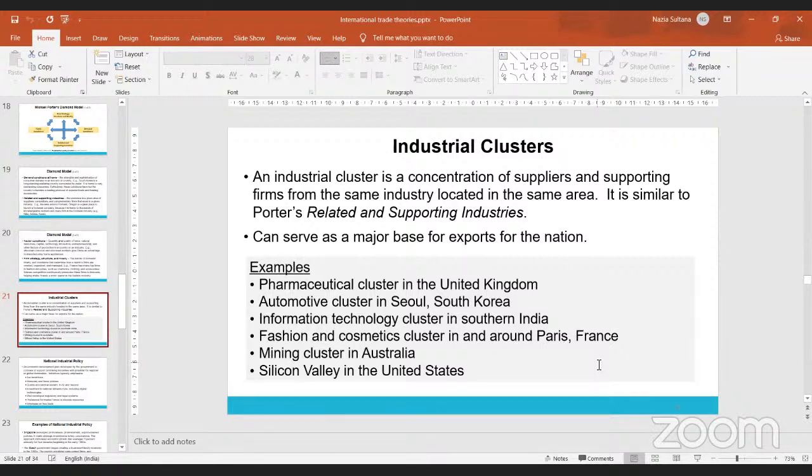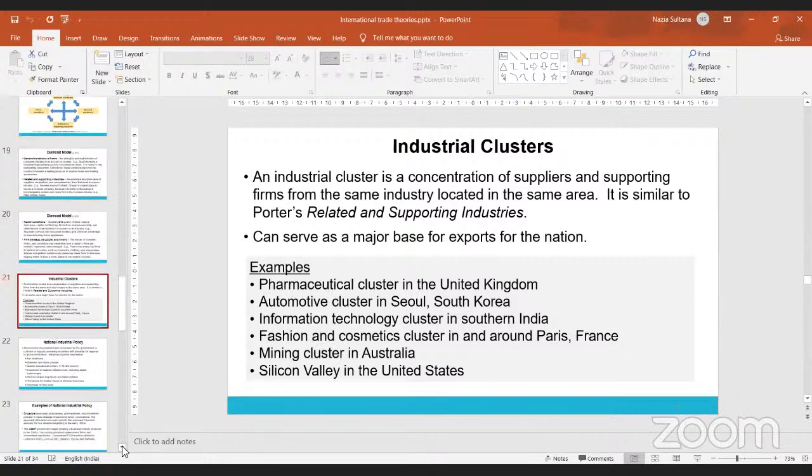So you see clusters in different industries. Fashion and cosmetic clusters in Paris, France, clusters of software companies in the US. You have a cluster of IT companies in southern India, as you know, Bangalore and Telangana, being the hub of the IT industry. So many companies are in Hitech City, which you could travel towards. That itself is a cluster of all IT companies which got a base there. So you have industrial clusters as a concept stemming from Michael Porter's theory.